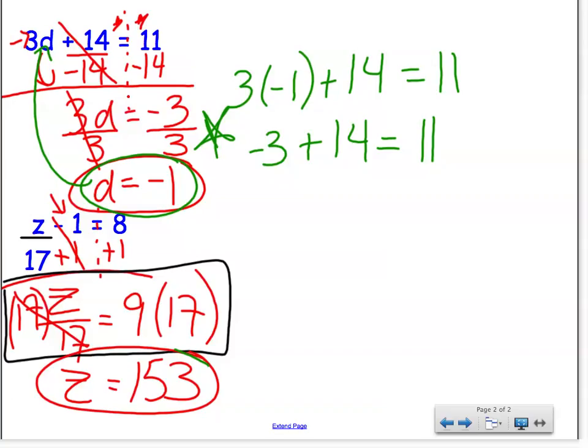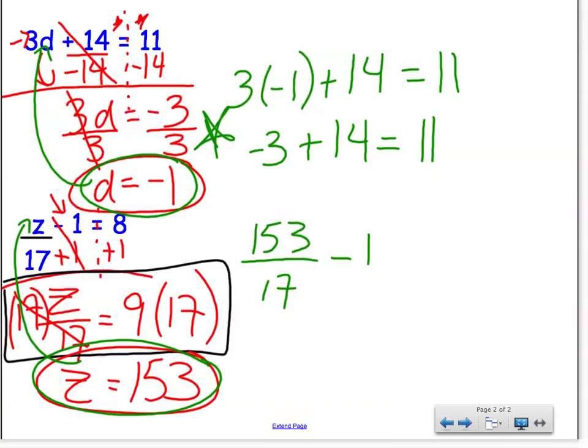Okay? Now, is there a way to check what z is equal to? Sure. Plug it in, put that right back up here in our z. So we'll have 153 over 17 minus 1 equals 8. Let's figure this out. 153 divided by 17 is equal to 9. 9 minus 1 equals 8. So we know we got it right.